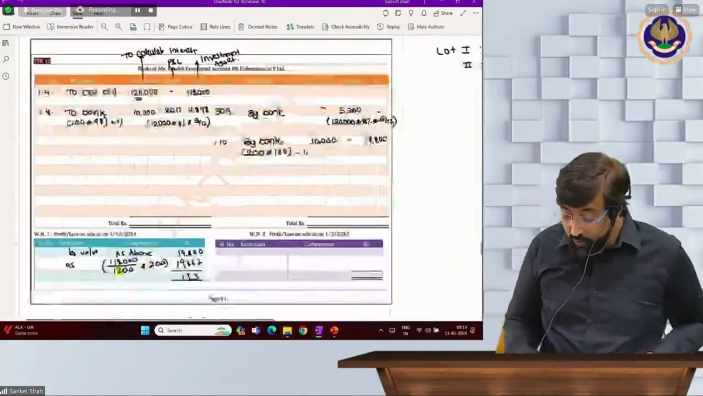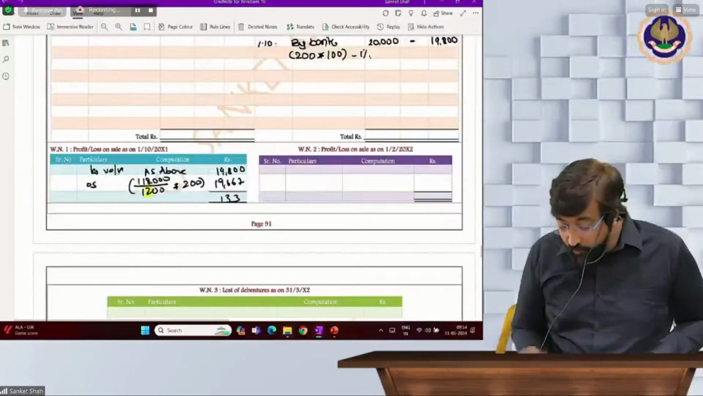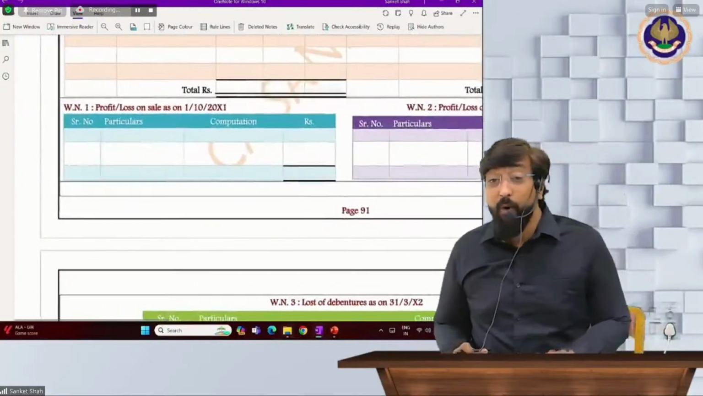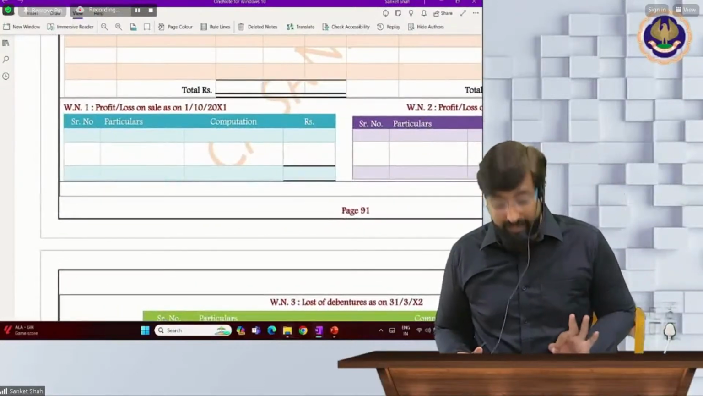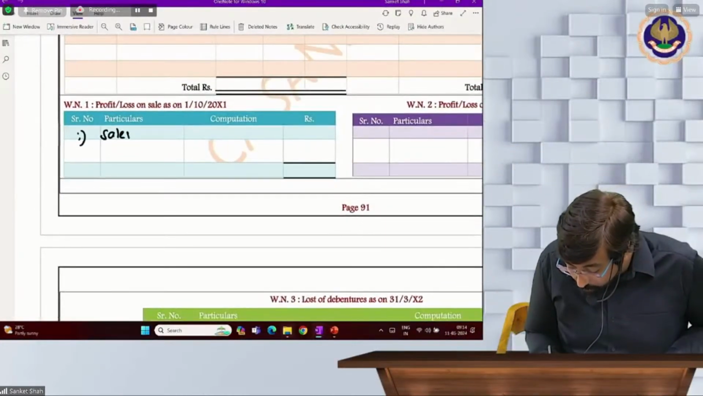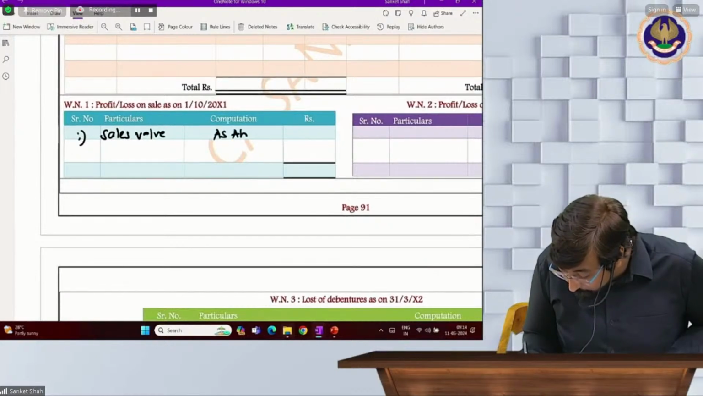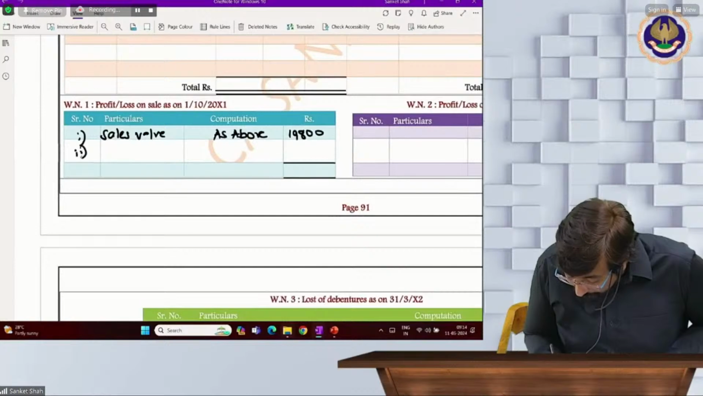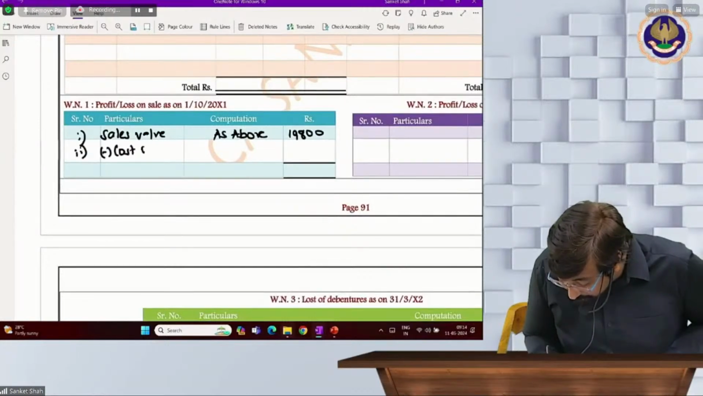Now I have to calculate every time I sell my debenture; I will write profit or loss whenever there is a sale. So what is my sales value, beta? We calculated as above. Yes sir. 19,800. Very good, beta. 19,800. And what is my cost of sales?